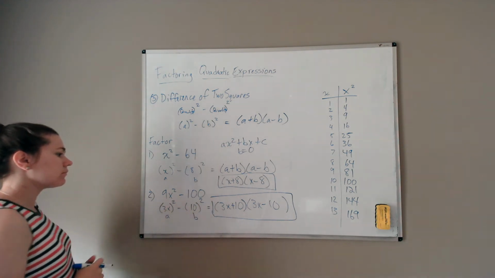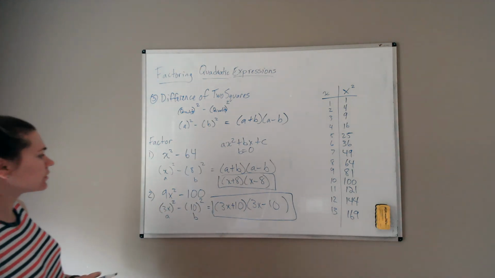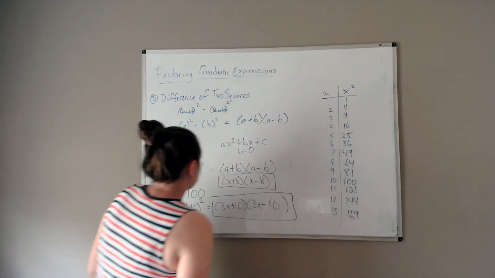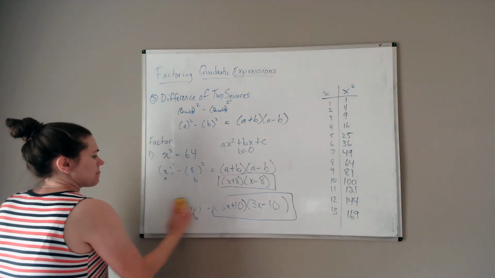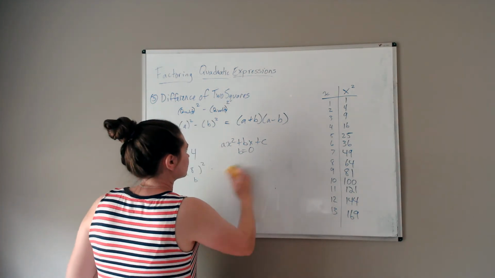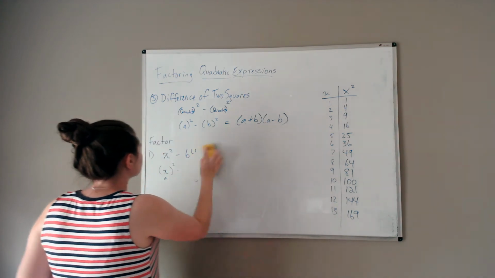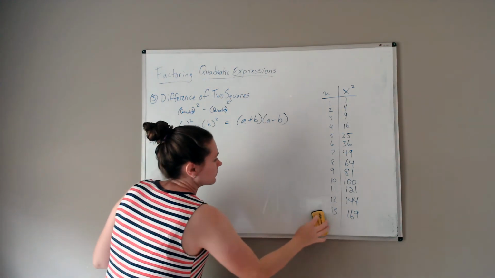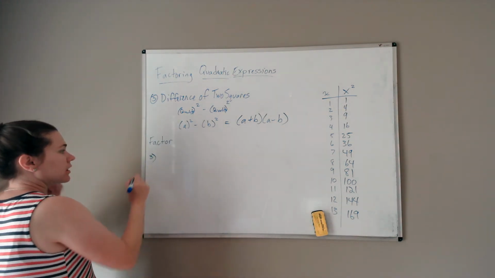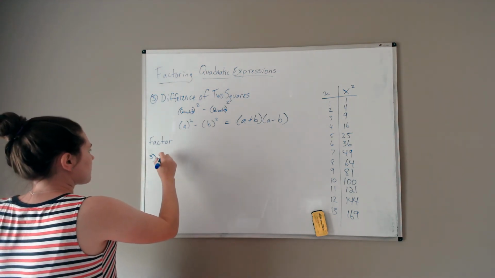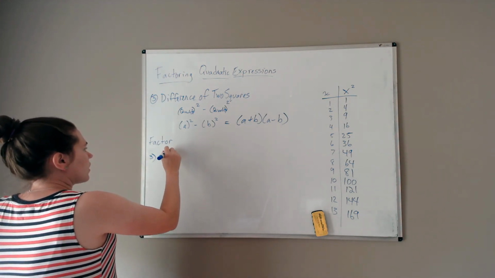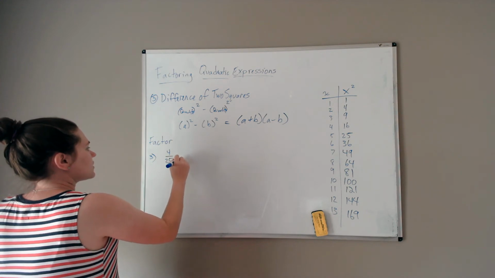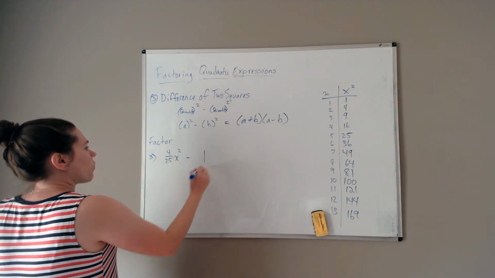Okay, so let's do 2 more of these. Number 3, let's do 4/25 x squared minus 1.